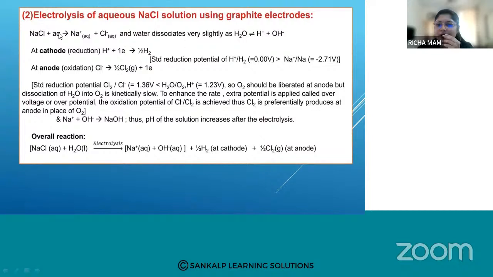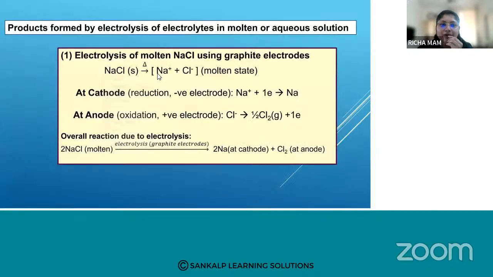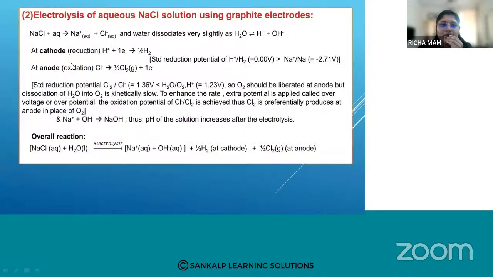See here, in the previous electrolysis method we had molten NaCl. What do you mean by molten? You take the NaCl and heat it, so that it is converted into a liquid form. But here, we are directly taking aqueous NaCl, which means it is dissolved in water.